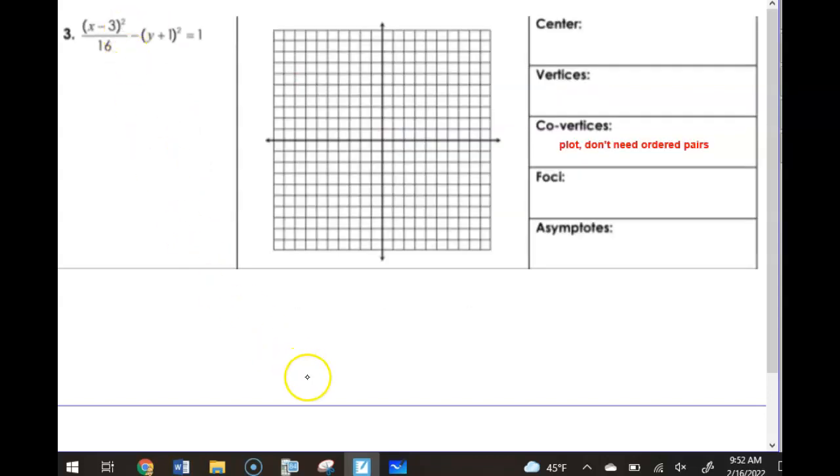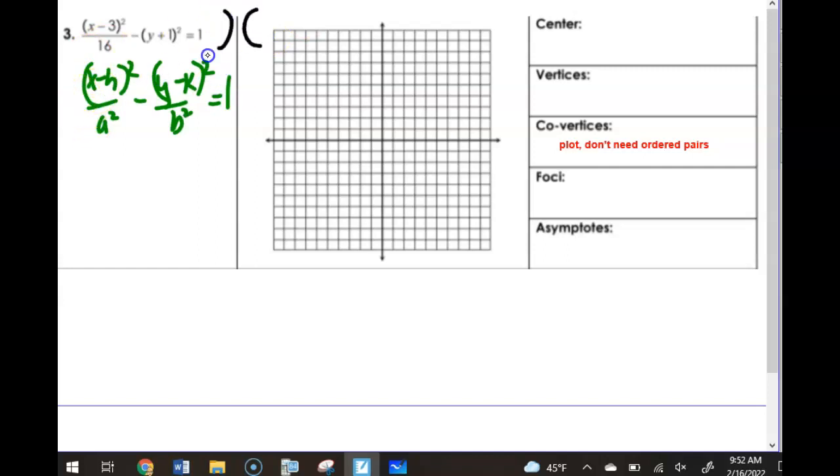We're going to try one that's not at the center. Can you tell me which way this one's going to open just by looking at it? Yeah, the x is out in front, okay? So it's x minus h squared over a squared minus y minus k squared over b squared equals 1. It's going to open left and right because it started with the x.